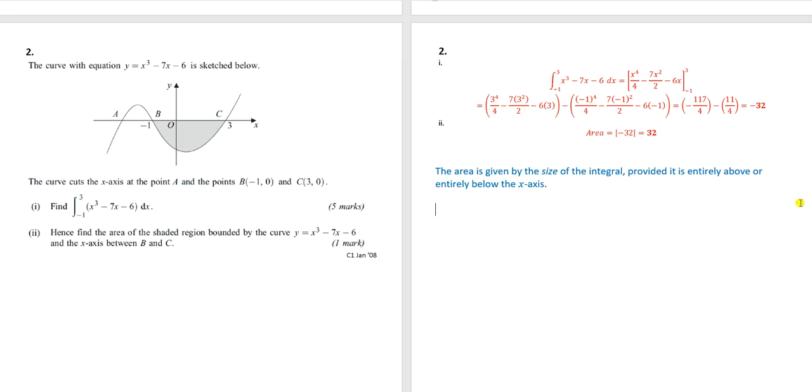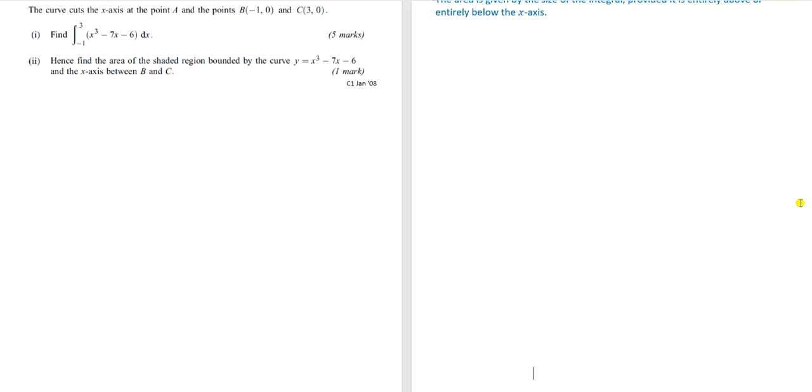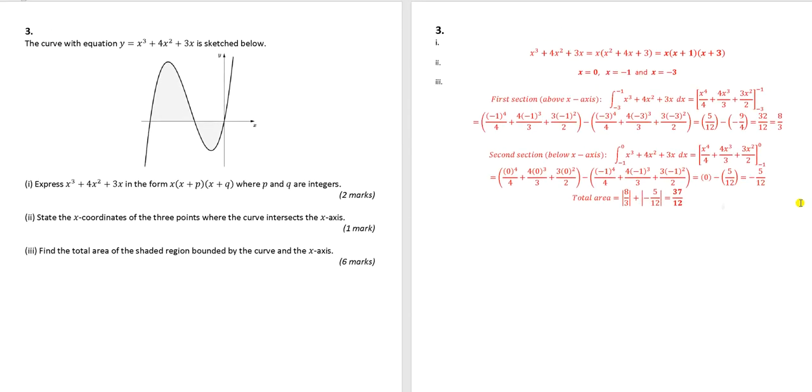Okay, let's look at the next question. Question 3 involves a little bit of positive and a little bit of negative area. Again, we've got a cubic expression, but the very first part of this question asks you to factorize it. Now, it's not as hard as it looks. In general, cubics are awkward to factorize, but this one has x as a factor, so we can pull out x straight away. And then we're left with a quadratic that can be easily factorized itself.